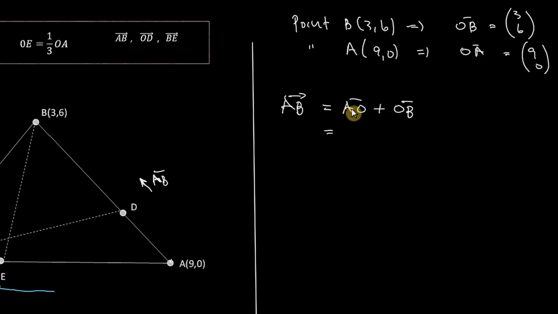The vector going from A to O is simply the inverse of the vector going from O to A, and we have a value for that. So we could write that AO is simply the negative of the vector OA, and OB we note to be (3, 6). So we can write then that for the vector AB, 3 minus 9 is negative 6, and 6 minus 0 is 6. So the vector AB is (-6, 6).